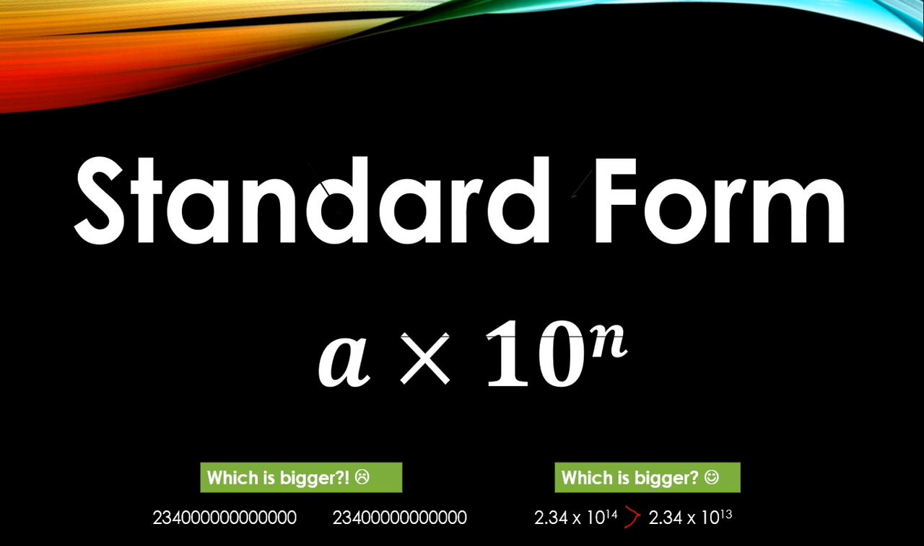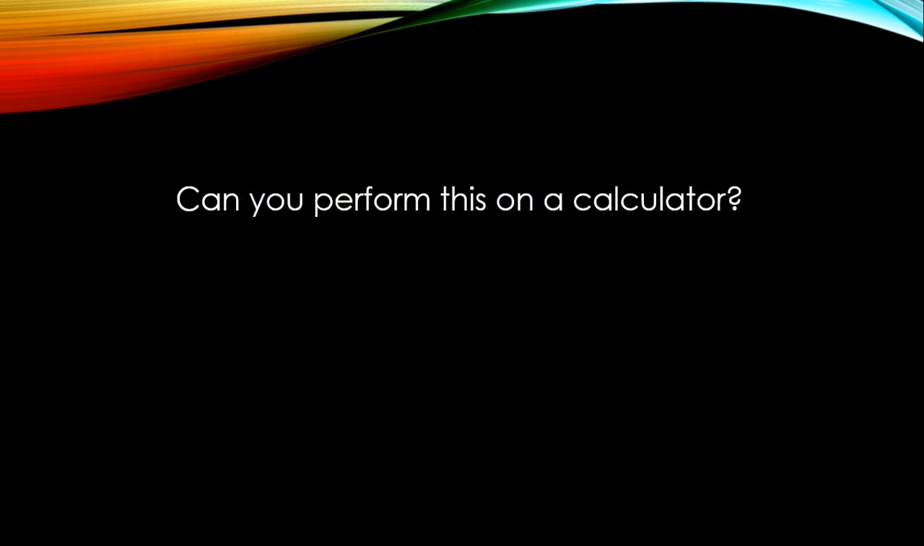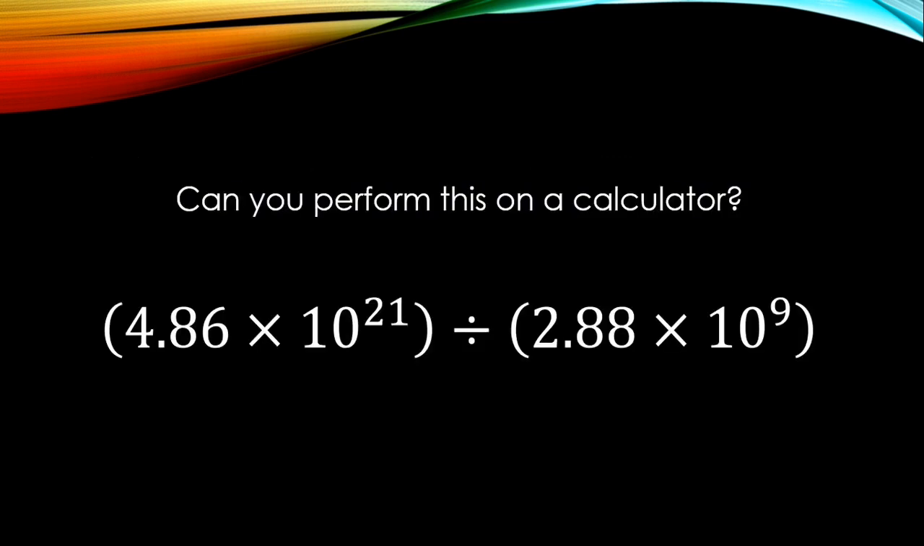Can you perform this calculation on a calculator? 4.86 times 10 to the power 21 divided by 2.88 times 10 to the power 9. You can pause the video here. Whilst you do your calculations, I would highly advise you keep your calculator closed only for this kind of problems. And please share your answer in the comments below.